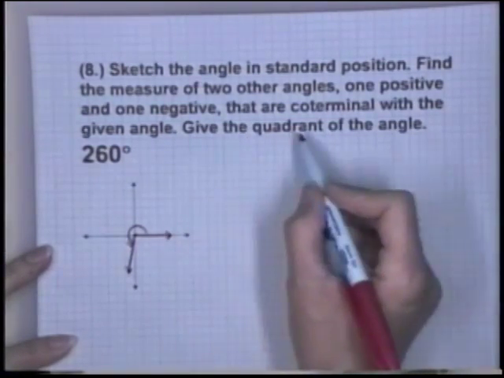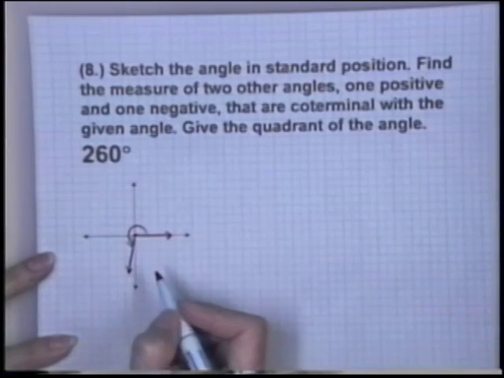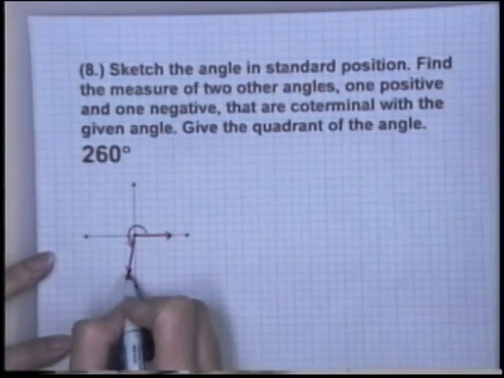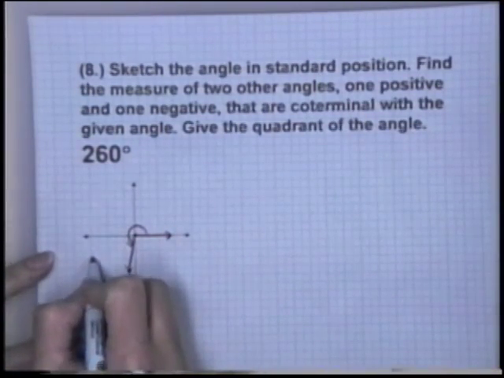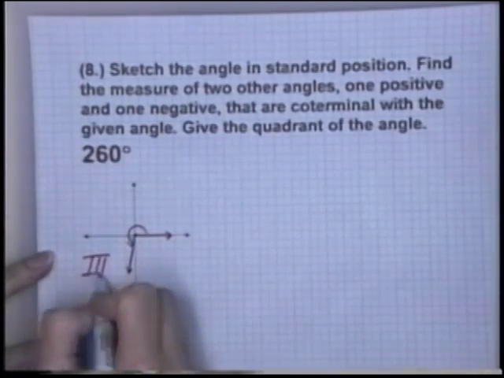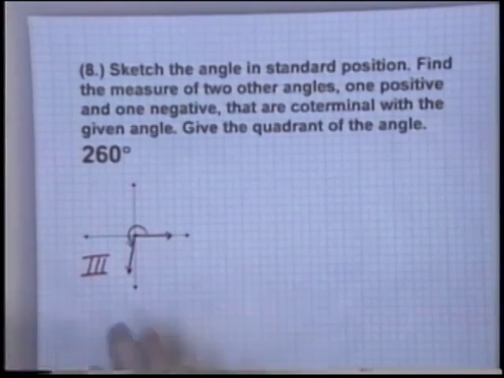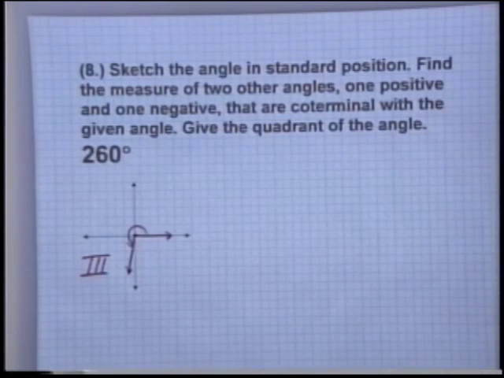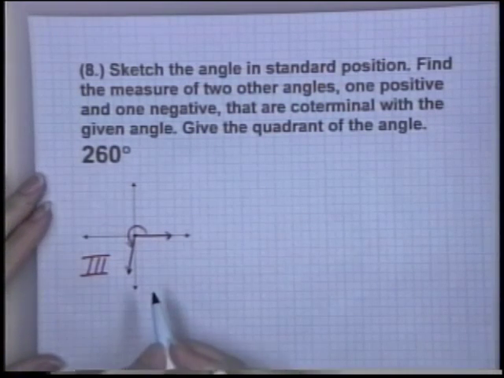Now, when it says give the quadrant of the angle, that means what quadrant is the terminal side in. And I'm sure you remember from college algebra that this is quadrant 3. So it's a quadrant 3 angle. Now, it asks us to find two coterminal angles. Let's go ahead and find the positive one first.